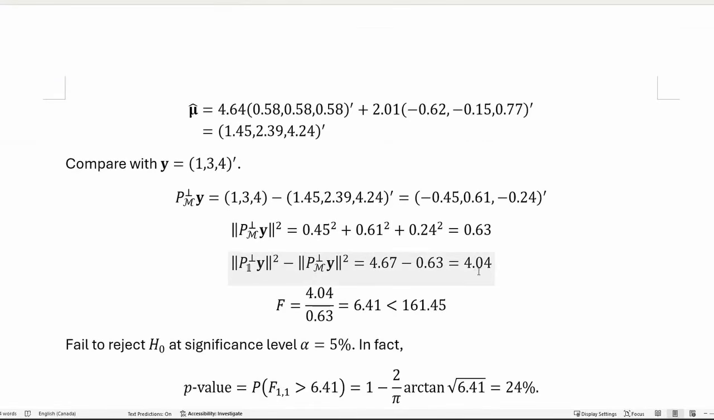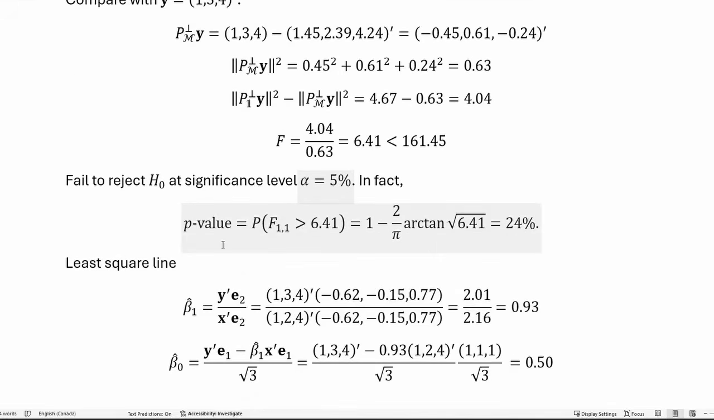And the difference is 4.04. The F statistic is this difference divided by the residual sum of squares of the full model. So 4.04 divided by 0.63, which turns out to be 6.41, way smaller than the critical value. Therefore, we fail to reject the null hypothesis at a significance level alpha equal to 5%. And in fact, the p-value, which is the probability that F(1,1) is greater than the observed value 6.41, turns out to be roughly 24%. So this p-value is too large.